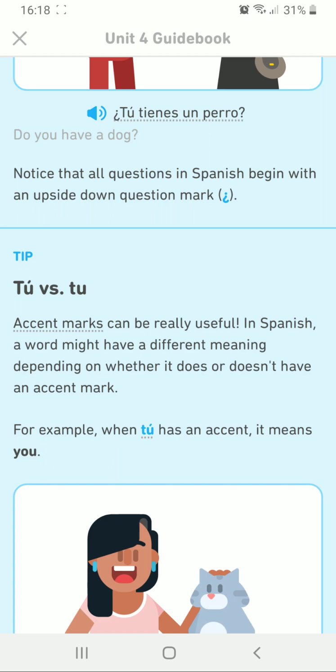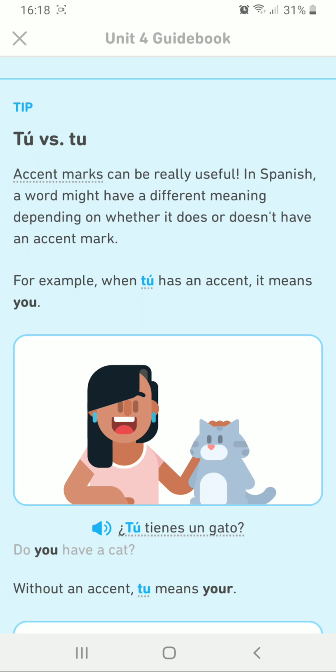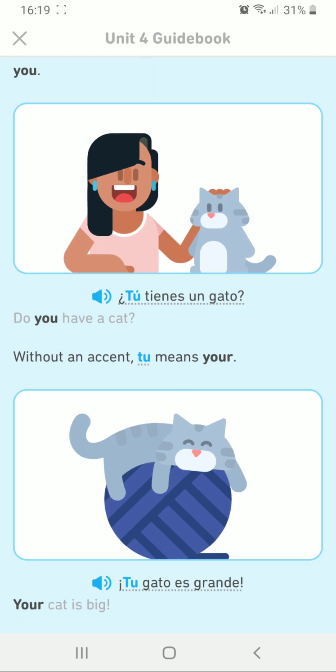So tú versus tu. Accent marks can be really useful. In Spanish, a word might have a different meaning depending on whether it does or doesn't have an accent mark. For example, tú is a subject pronoun, tú tienes un gato, do you have a cat? Without an accent, tu means your, so the possessive adjective. Tu gato es grande, so your cat is big, that's a statement.